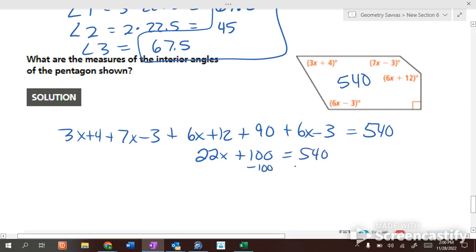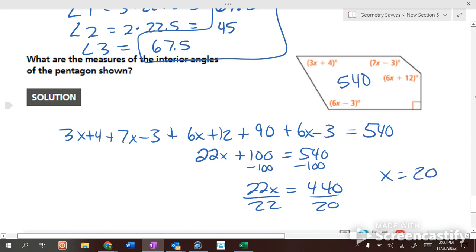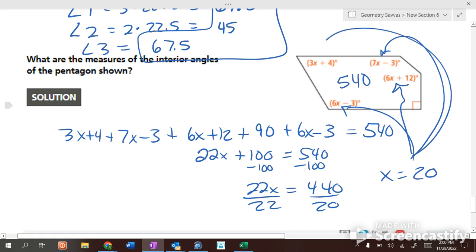So if we subtract 100 from each side, 22x equals 440. We divide by 22, x equals 20. So if we stick 20 in here, three times 20 is 60 plus 4. That makes this angle 64. 7 times 20 is 140 minus 3 is 137. 6 times 20 is 120 plus 12 is 132. 6 times 20 is 120 minus 3 is 117. And then we got 90. So there we go.